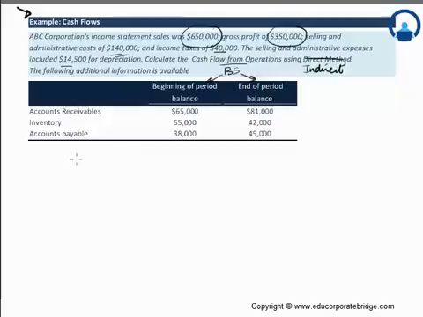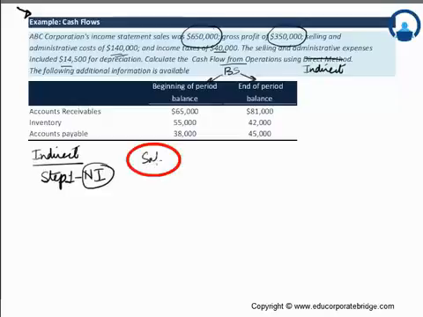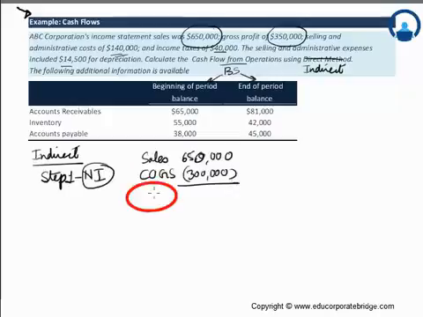So let's start with the indirect method, which is basically, step 1 is identifying what the net income is and adding it up. Now step 1, net income needs to be calculated from the information above. So we start with sales. Sales is 650,000 here. We have the cost of goods sold, so this should be 300,000. That is why gross profit comes out to be 350,000.